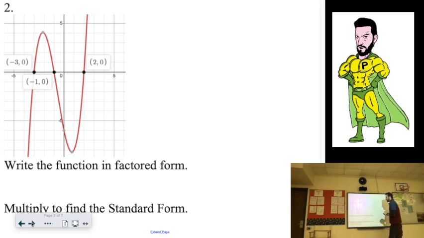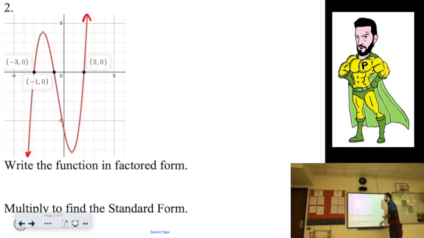So here they give us the graph. Now if you look, the start and end behavior, it starts heading down, ends heading up, which means it's an odd polynomial. It's an odd degree, and if it starts at the bottom and ends towards positive infinity, that means the lead coefficient is positive.